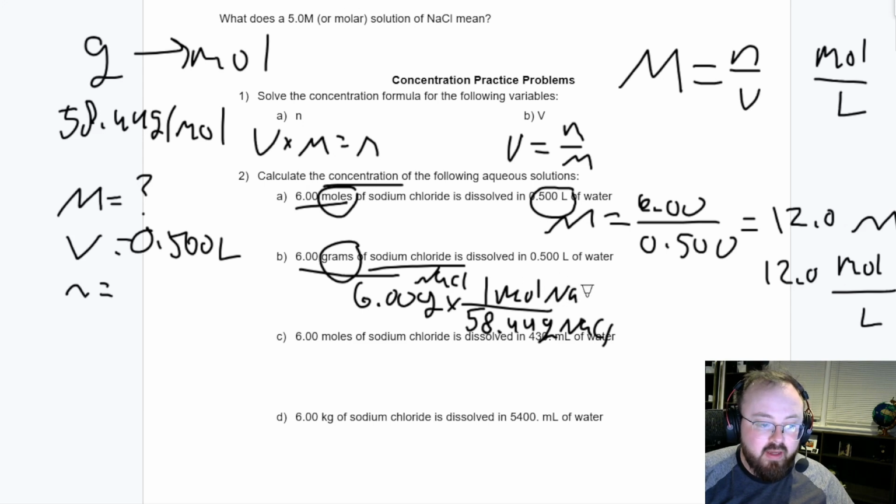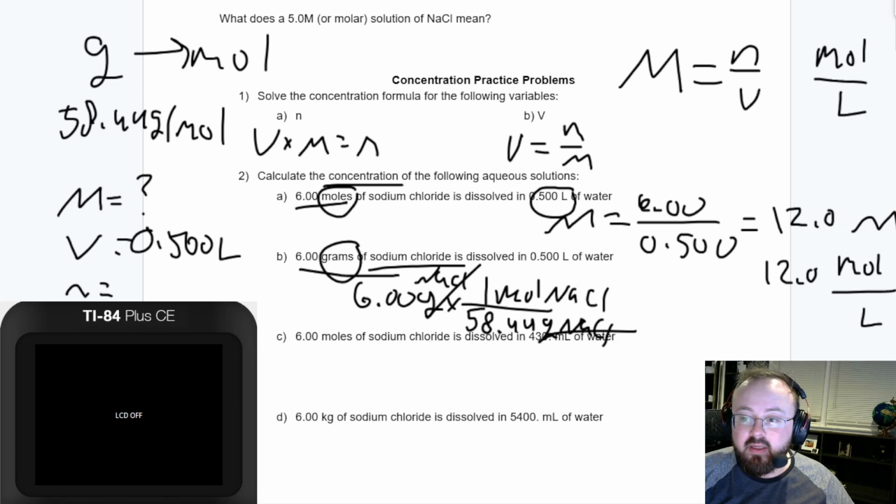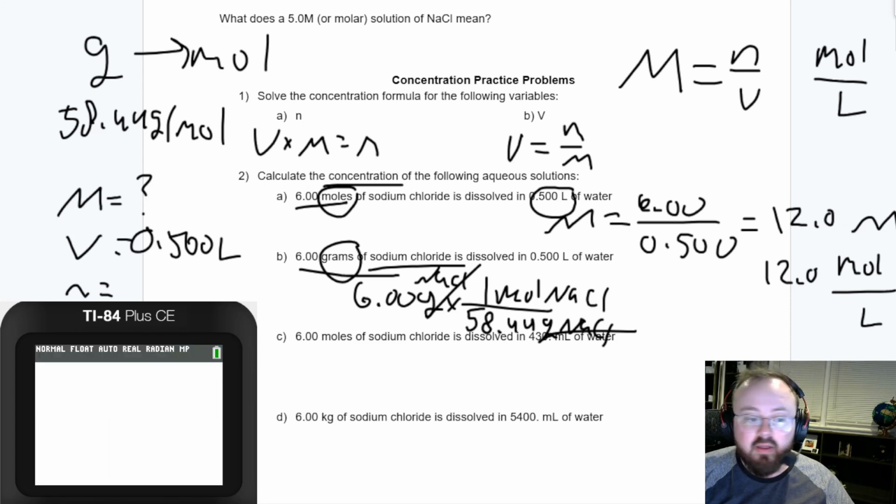1 mole of NaCl. Grams cancels out. I put this into my calculator here. Let's see, what do I get? I end up with 6.00 divided by 58.44. I get this as my value.